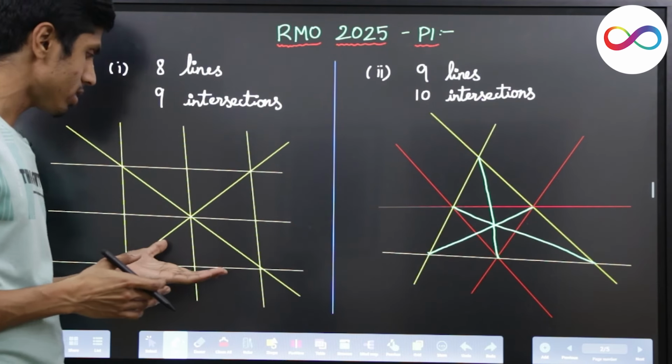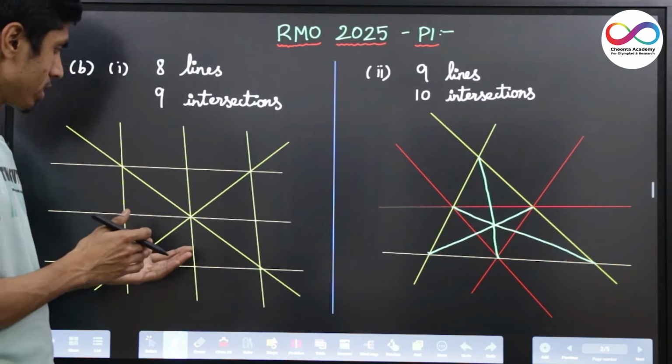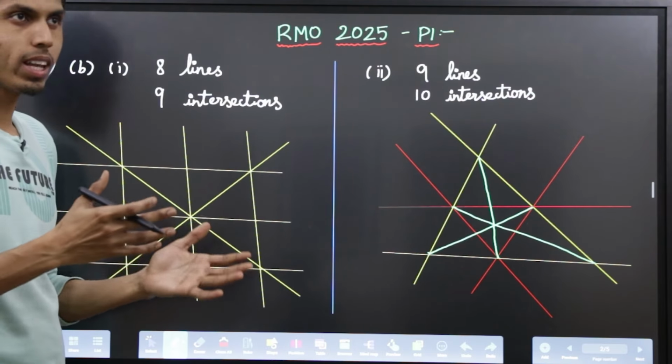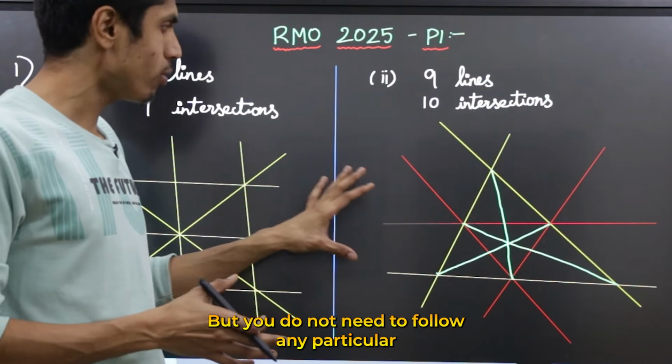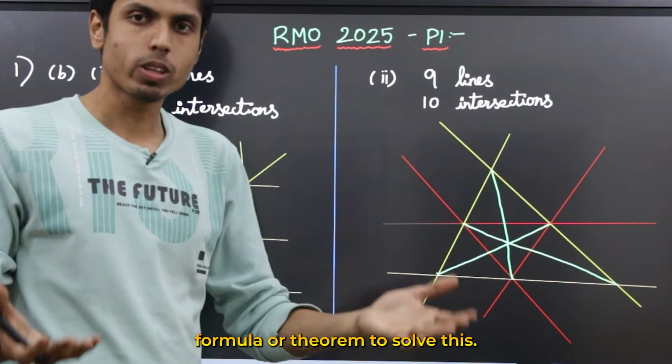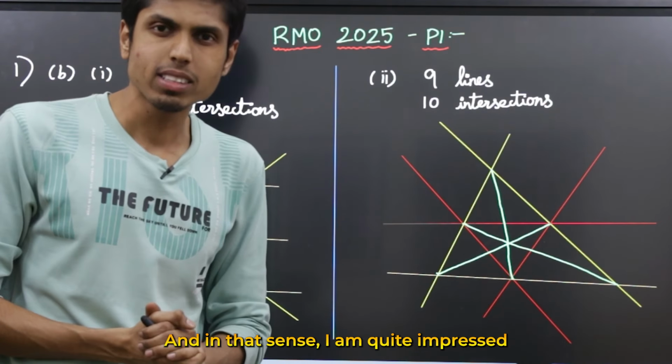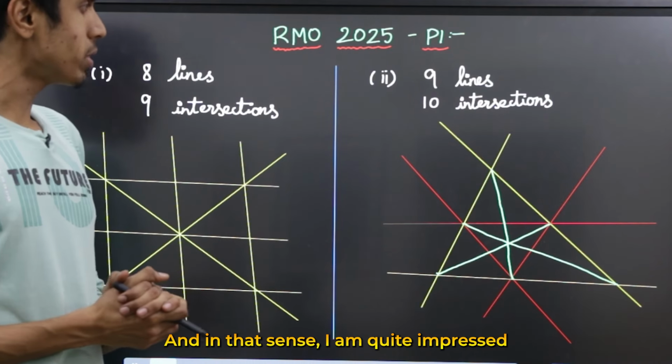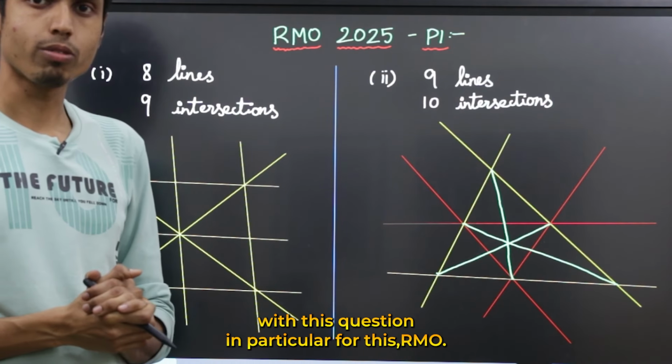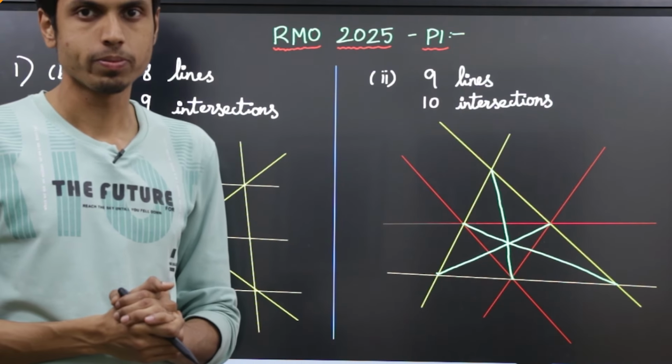And I think this is just purely pattern recognition. So you just keep on doing some trial and error and try to get it. But you do not need to follow any particular formula or theorem to solve this. And in that sense, I'm quite impressed with this question in particular for this year's RMO.